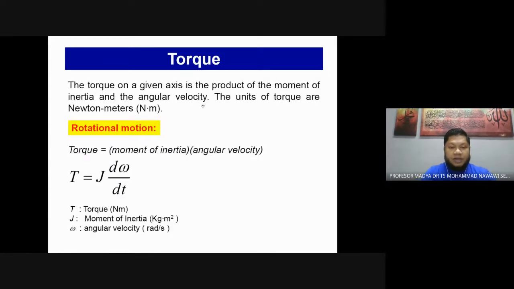That equation again, and this is the main equation here. Torque equals J d omega over dt. Omega is in radian per second, and d omega also has a direction, the angular direction.